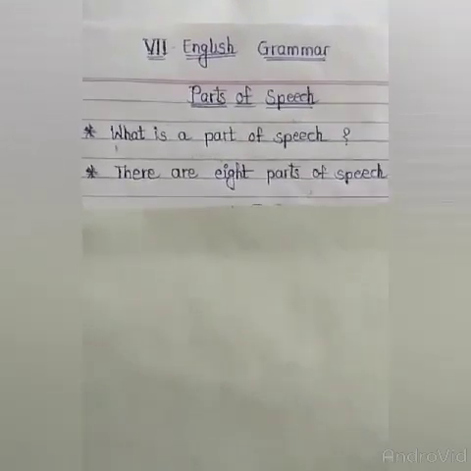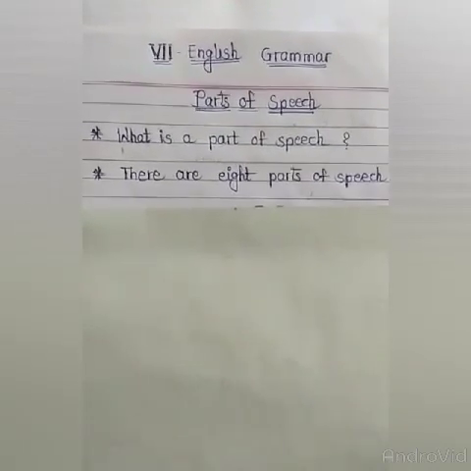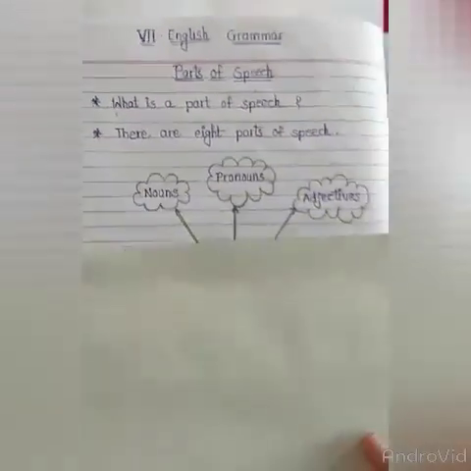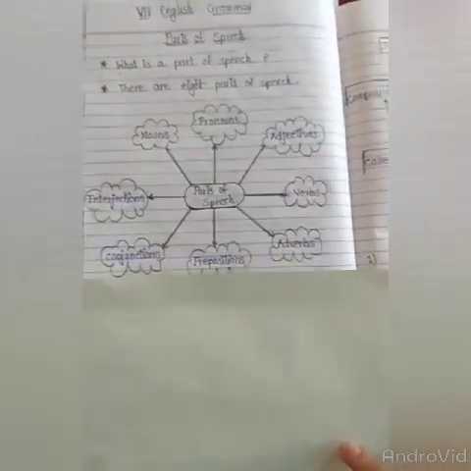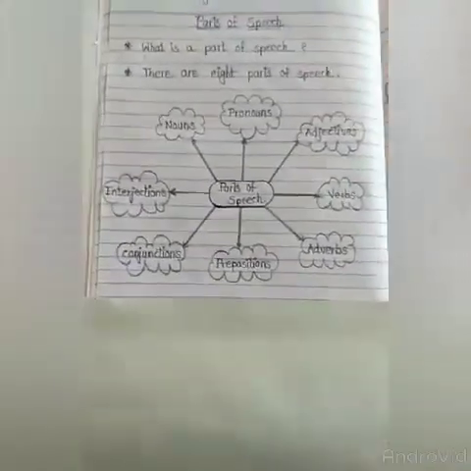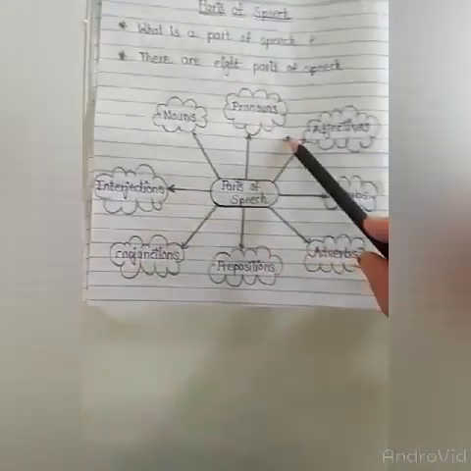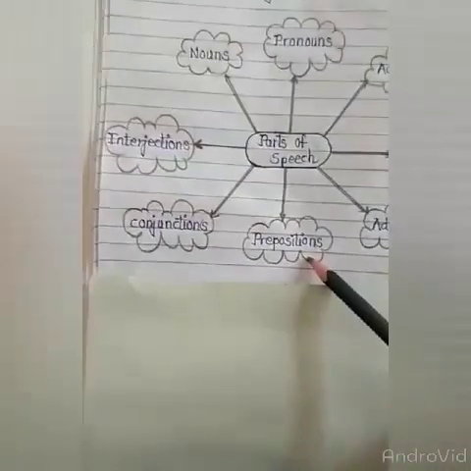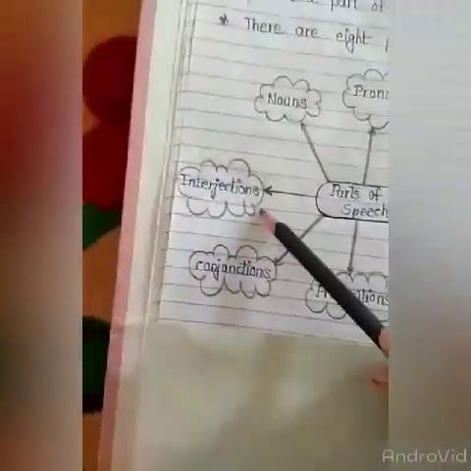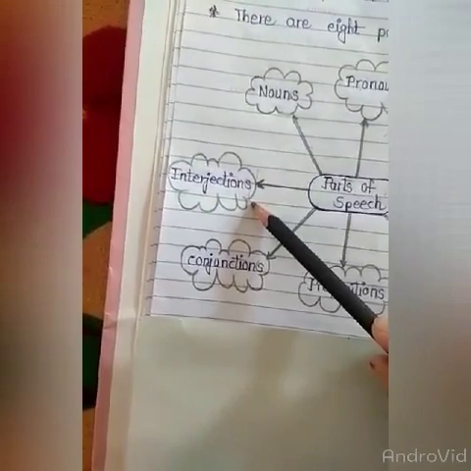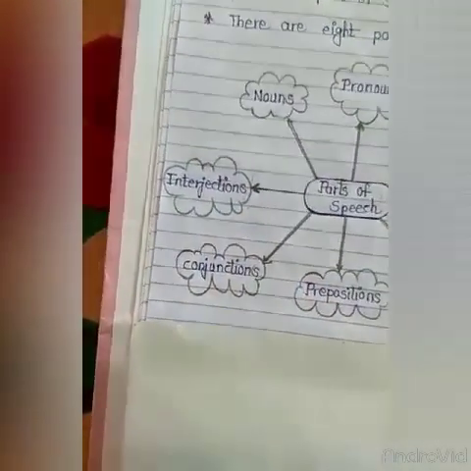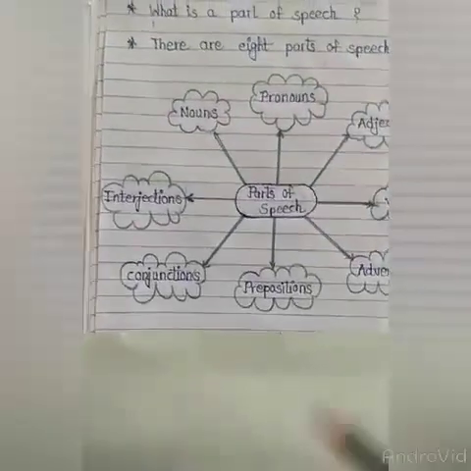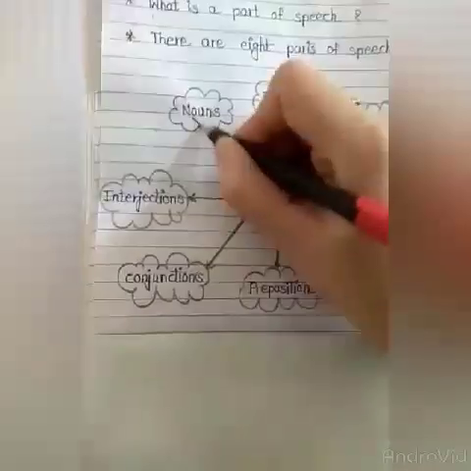Each part of speech has a specific use and function. So let's see the names of all parts of speech. Nouns, pronouns, adjectives, verbs, adverbs, prepositions, conjunctions and interjections. So now we will see all the parts of speech one by one in detail. So let's start with the easiest one, nouns.